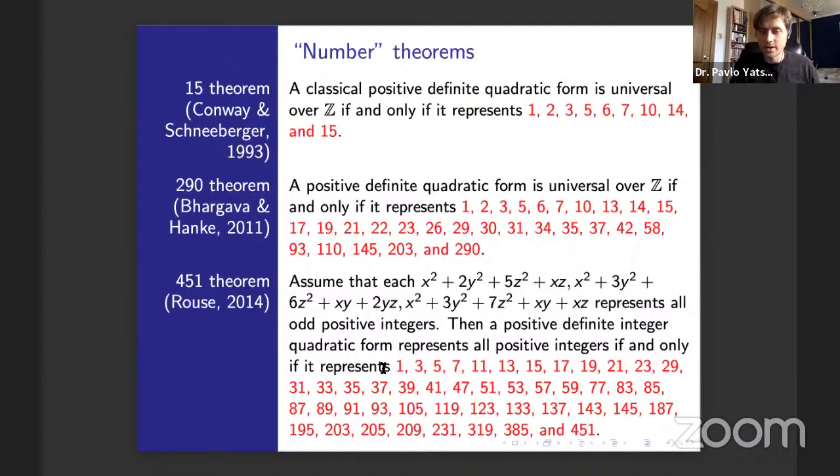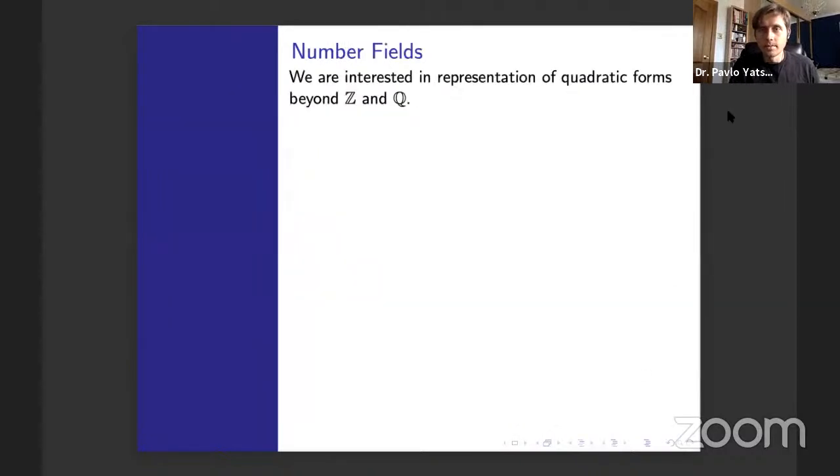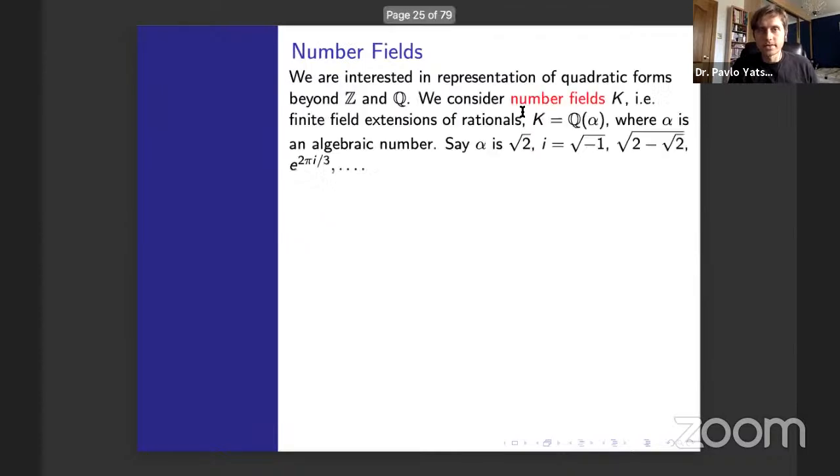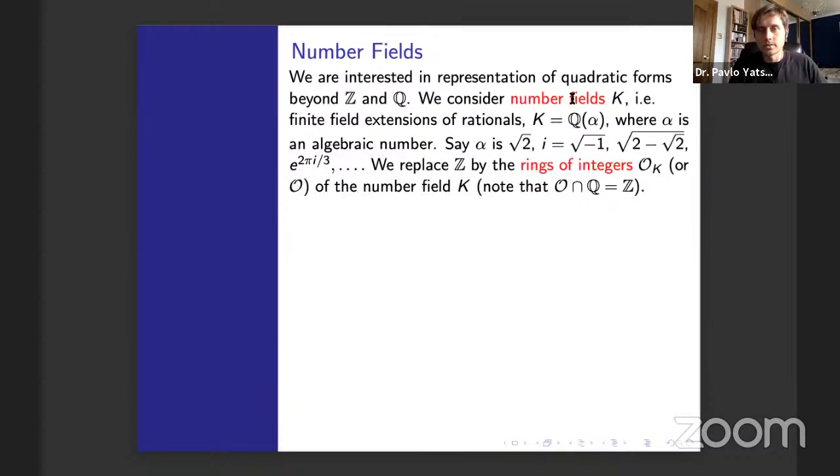So let us maybe quickly remind ourselves what the number fields are. By a number field, I mean just a finite extension of the rationals. So we just take Q, our rational field, and adjoin some algebraic number or algebraic integer. And so instead of studying forms over the integers, we study forms over the ring of integers of the number field, right? So we replace our integers Z by some ring of integers O_K, where K is our number field.